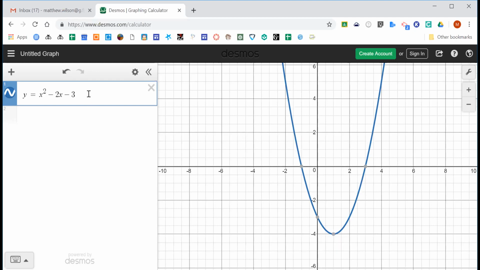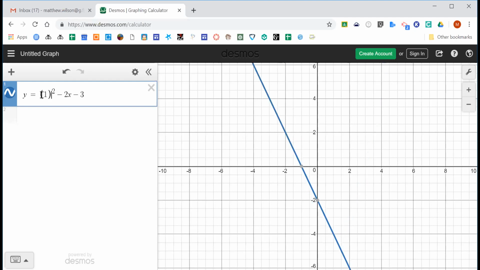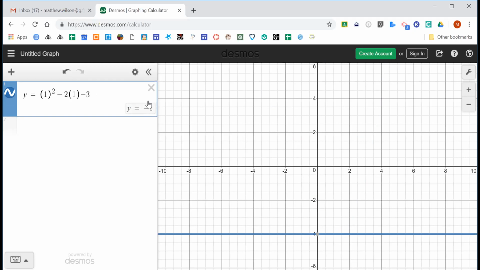So notice I go back to my equation and I open parentheses and I put a 1 in and delete the x, and then come over here and put a 1 in here and delete the x. Notice what the calculator gives me as an evaluation. It gives me negative 4. So 1, negative 4 would be where your vertex would be located.